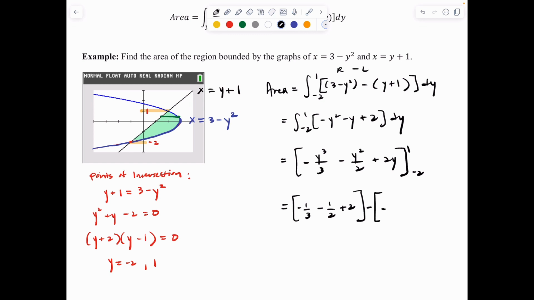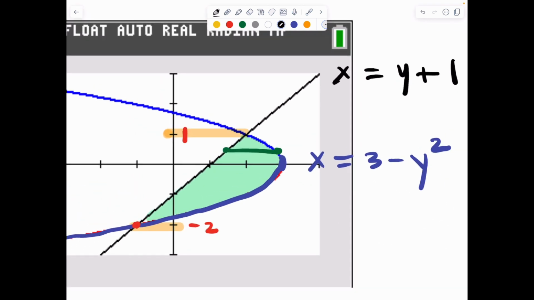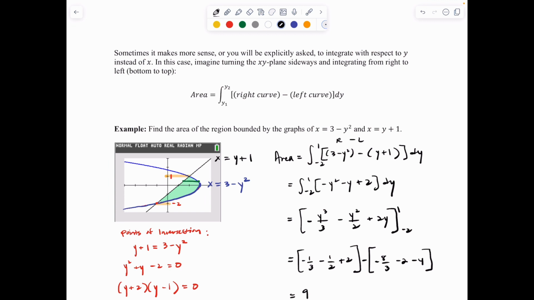what would that be? Negative 8/3 minus 2 minus 4. And as a free response, you could leave the answer as is, but that does simplify to be 9/2, 4.5 or 9/2. Okay, so instead of thinking vertical slices that represent all of the infinitely many rectangles, whenever we are setting up an integral and integrating with respect to y, we're thinking about using horizontal slices to represent those rectangles.